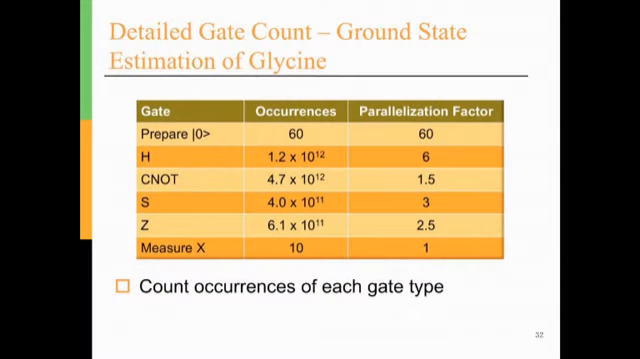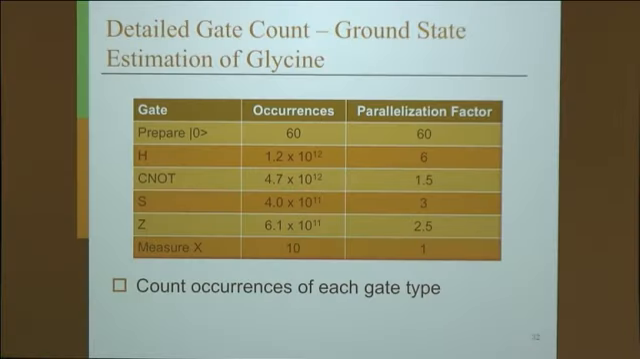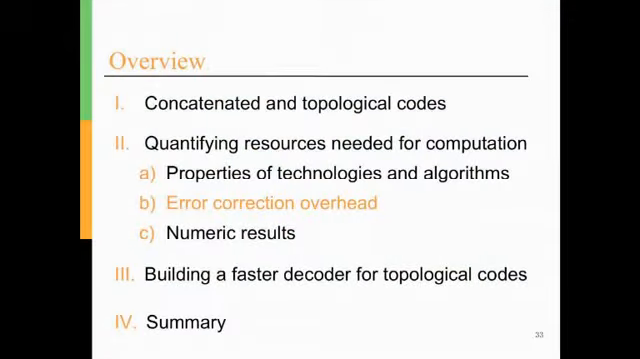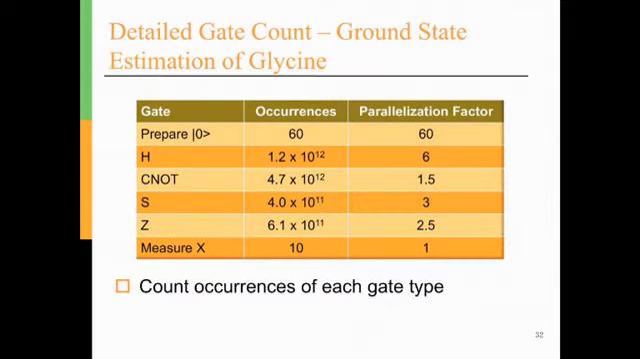And for each of the algorithms, we not only have the total gate count, but we also have a breakdown by gate type. So this is the ground state estimation algorithm. So we know how many state preparations we need, how many Hadamards, CNOTs, S and Z gates, measurements. And this is the information that feeds into... Go back. Yes? You're able to do ground state without any rotations?